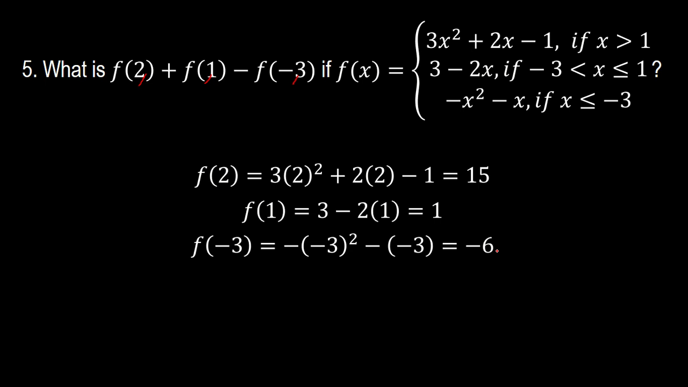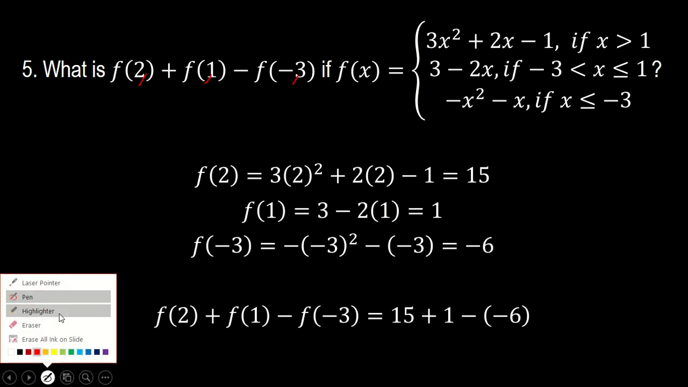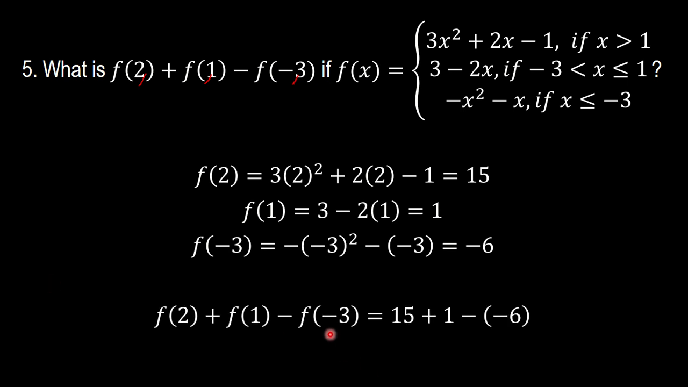Okay, and here we are not done yet. We're going to identify the sum of f of 2 and f of 1, and we subtract from it the result of f of negative 3. So with that, f of 2 plus f of 1 minus f of negative 3 will be 15 plus 1 minus negative 6. And 15 plus 1 is 16 minus negative 6. 16 plus 6, that is 22. Okay, so the answer to this problem is 22.